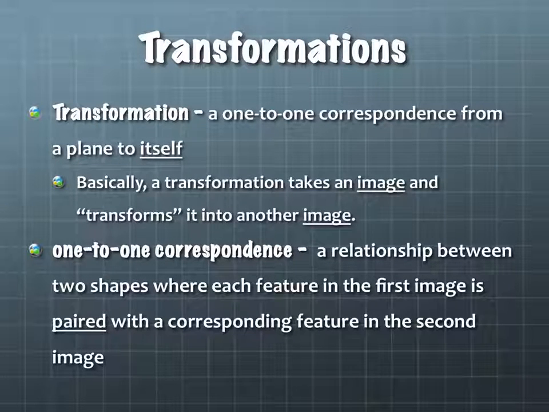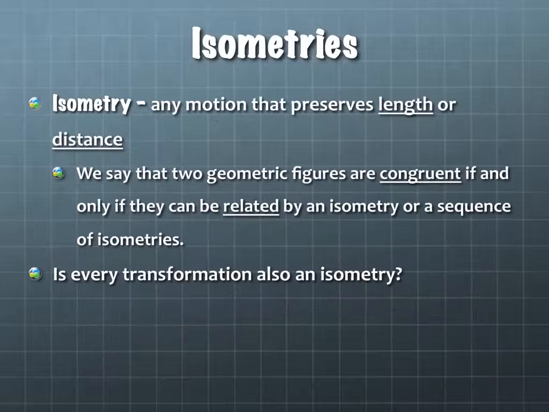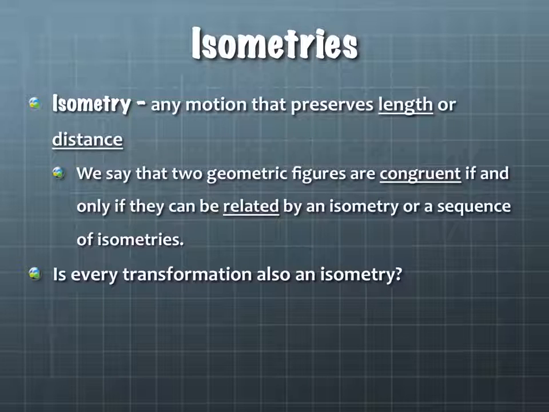The specific type of transformation that we're going to talk about in most of what we're doing is called an isometry. An isometry is any motion that preserves length or distance. We say that two geometric figures are congruent if and only if they can be related by an isometry or a sequence of isometries.